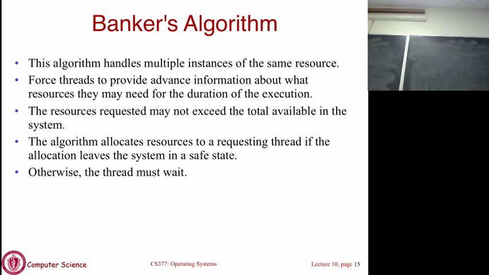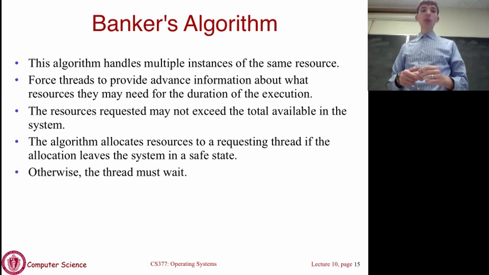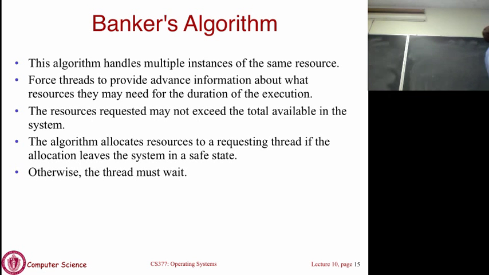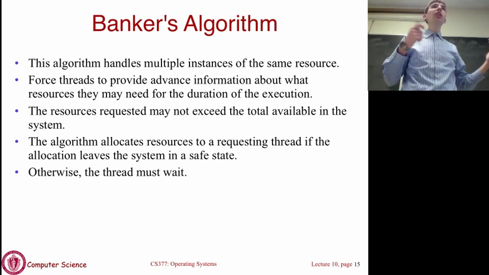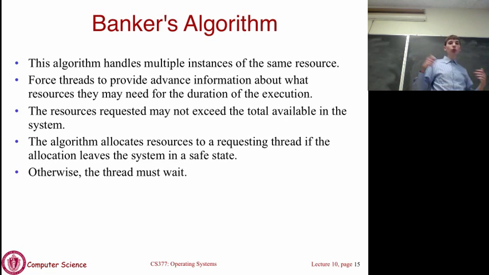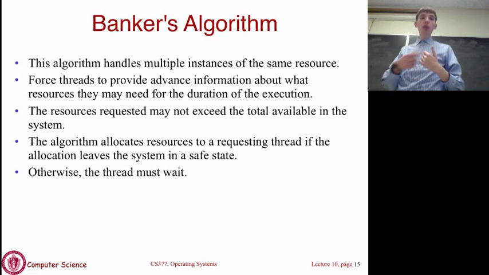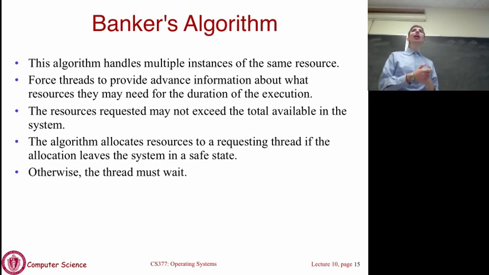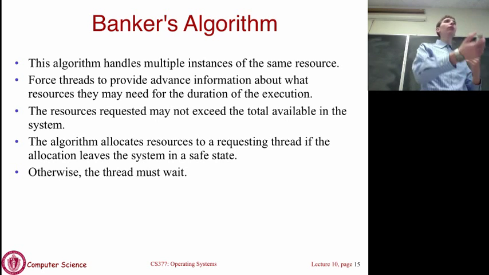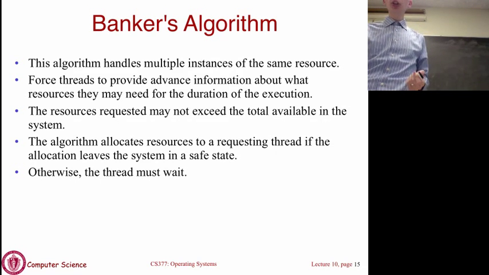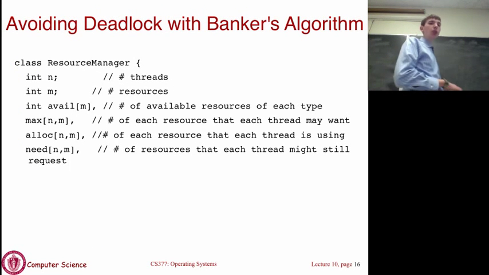So the basic idea is going to be the same here. Each thread needs to provide advance information about what resources they need, and also, because we have multiple copies of a resource, how many of each resource they need. And then, of course, you can't request more resources than you actually have available. What the algorithm is actually going to do is, when you make a request for a resource, decide whether doing that leaves you in a safe state, and therefore will either give you the resource or make you wait. So let's look at some pseudocode for how we can actually do this.